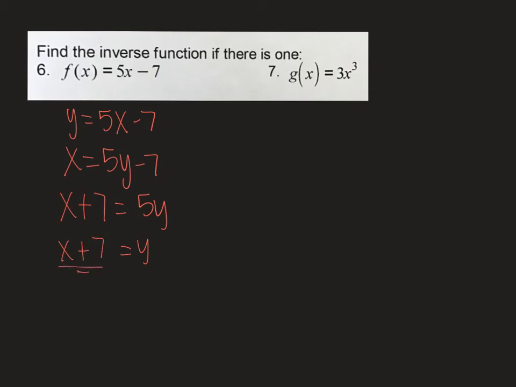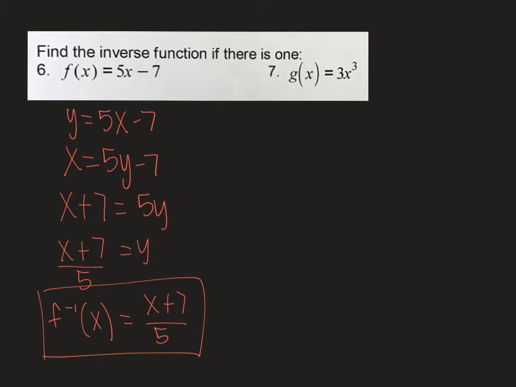So we're going to change the f of x to y. We're going to switch x and y. And we're going to solve for y. So I'm going to add my 7 to both sides. And then I'm going to divide both sides by 5. And then we tend to always want to make sure we rewrite it in that function notation. So the inverse of f is going to equal x plus 7 over 5.